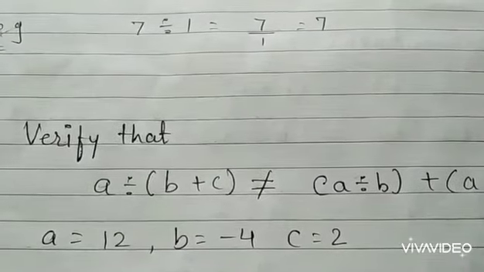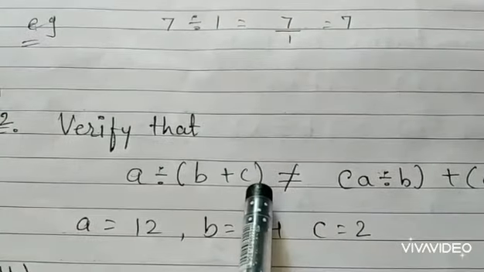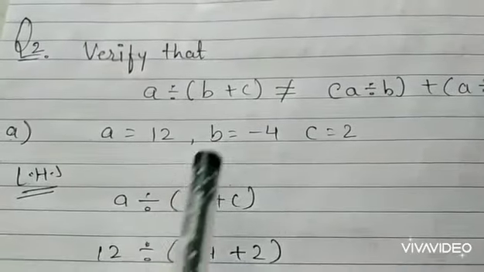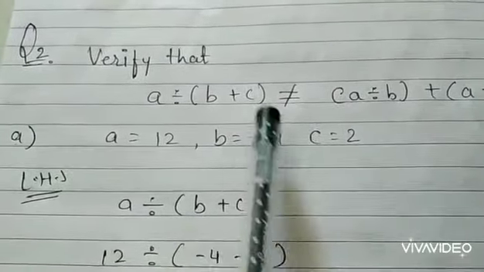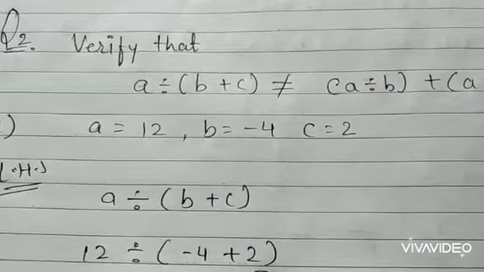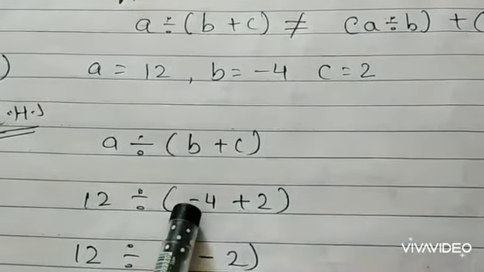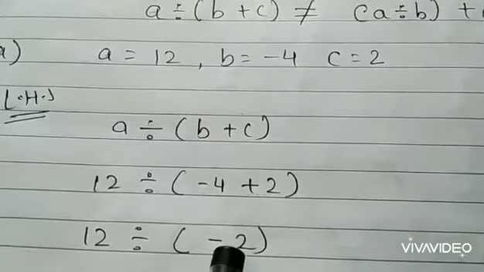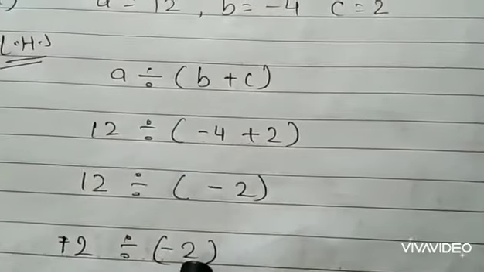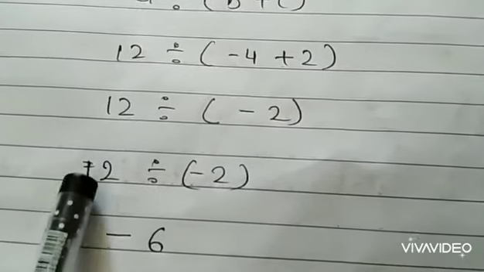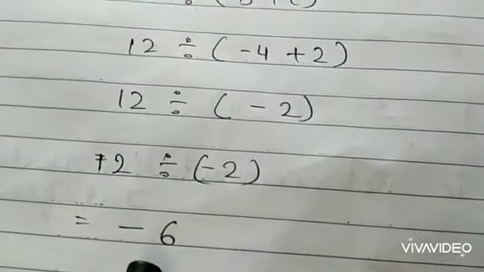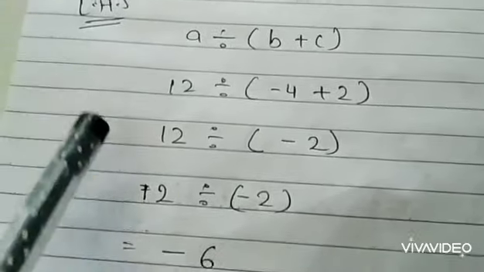Firstly we will take the left hand side, a divided by (b plus c). As a is 12, b is minus 4 and c is 2, we can write 12 divided by (minus 4 plus 2). Firstly we will solve the bracket. Minus 4 plus 2 is minus 2. Then 12 divided by minus 2: one is positive and one is negative, so your answer will be negative. So 12 divided by minus 2 is minus 6. So our left hand side is minus 6.